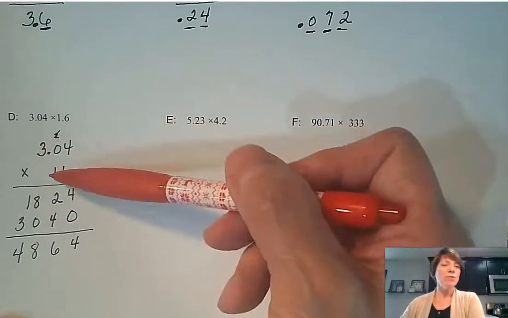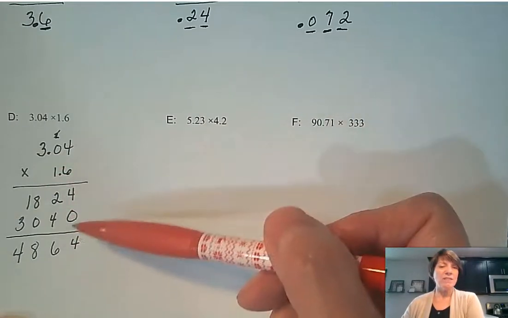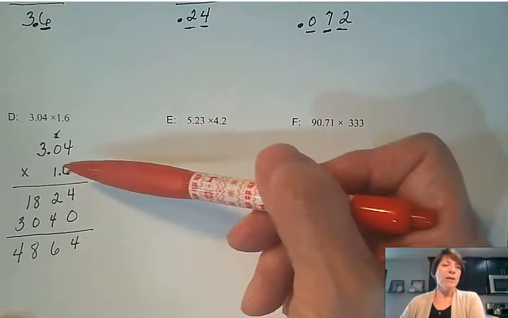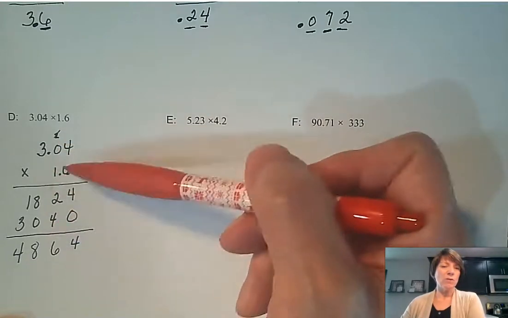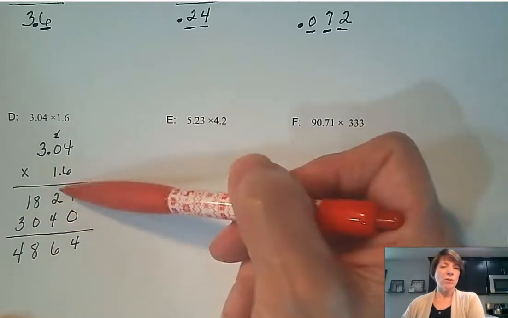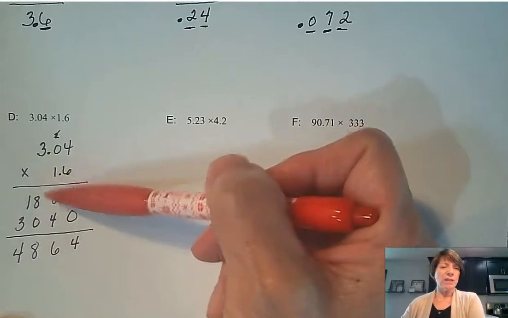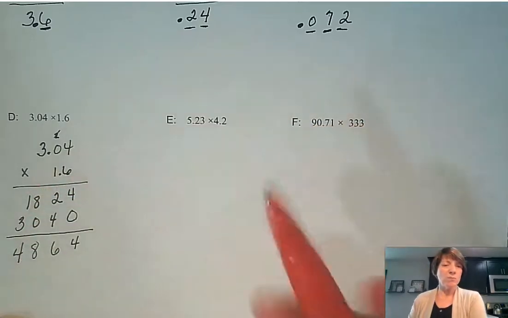Now I'm moving over a digit, and so I have to put a 0 in for my placeholder since I'm moving down a row here. And now we multiply. 1 times 4 is 4, 1 times 0 is 0, 1 times 3 is 3. Add these up. 4 plus 0 is 4, 2 plus 4 is 6, 8 plus 0 is 8, 1 plus 3 is 4. Now we're ready to place our decimal.